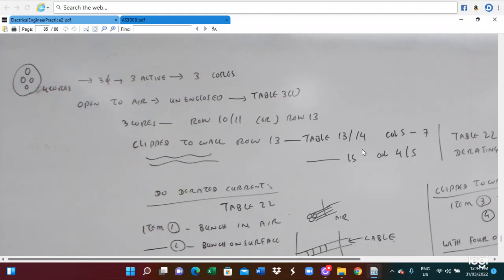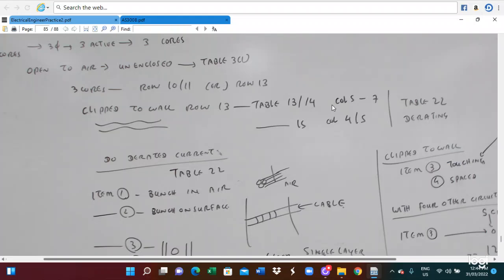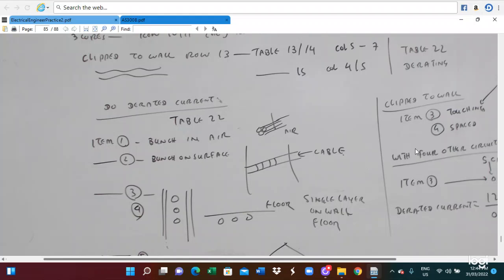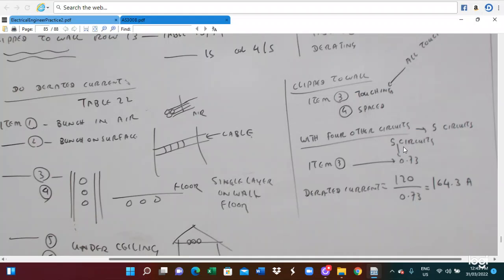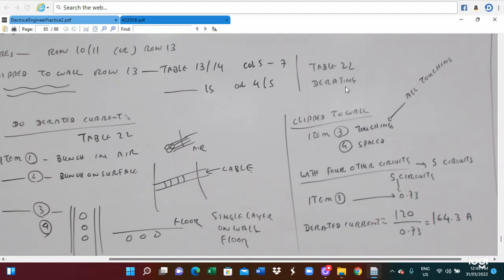Column 5 to 7 or row 15, column 4, 5. So in this case, 13 is for the V75, 14 for the V90, 15 for the V110, indicating 120 degrees. And table 22 is the derating. So those things I have to find out. Based on this, we have to find out the derating factor. The derating factor is table 22, so there will be touching or spacing. This is the way to select.